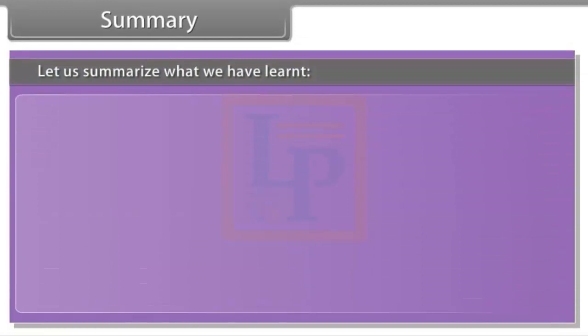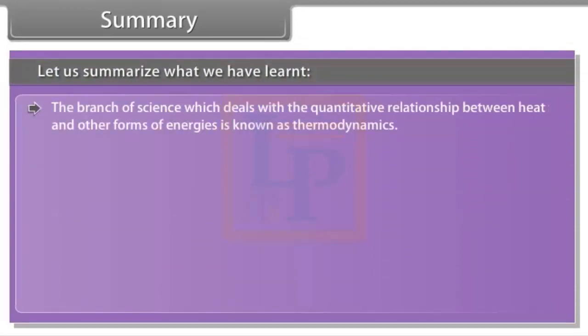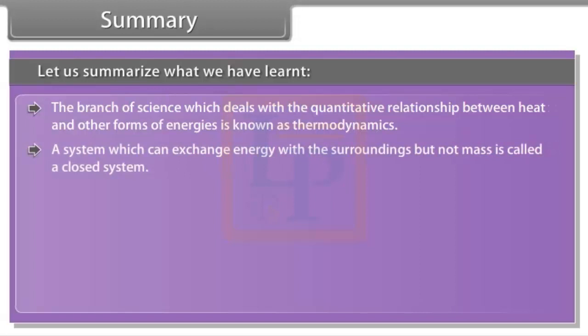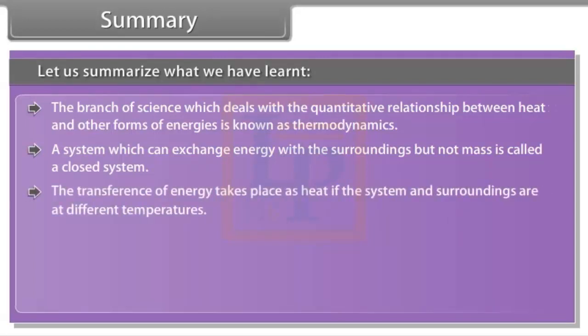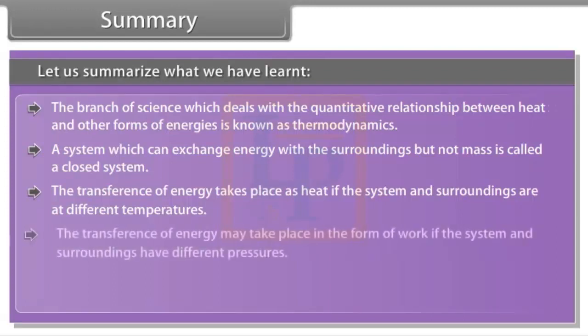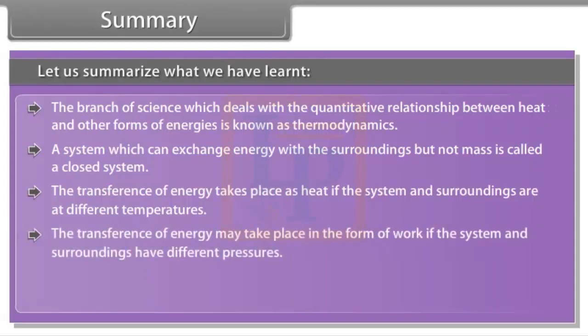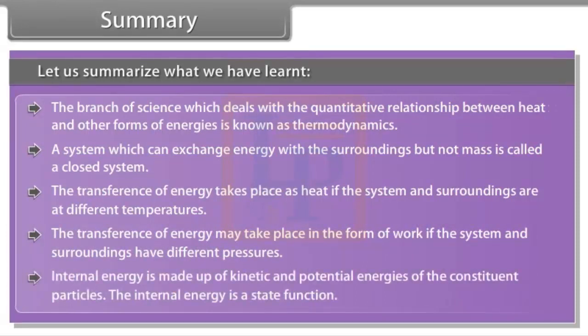Summary. Let us summarize what we have learned. The branch of science which deals with the quantitative relationship between heat and other forms of energies is known as thermodynamics. A system which can exchange energy with the surroundings but not mass is called a closed system. The transference of energy takes place as heat if the system and surroundings are at different temperatures. The transference of energy may take place in the form of work if the system and surroundings have different pressures. Internal energy is made up of kinetic and potential energies of the constituent particles. The internal energy is a state function.